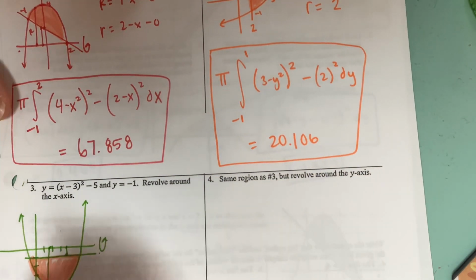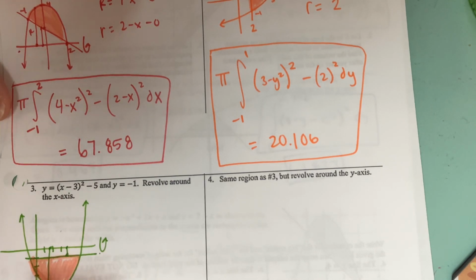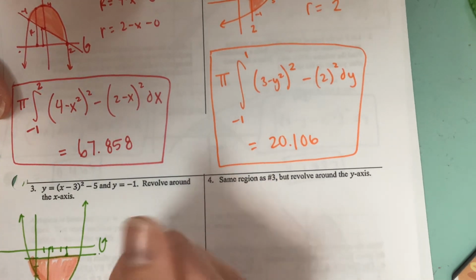And I'm going to have to figure out my bounds. So negative 1 equals x minus 3 squared minus 5, 4, square root, and you get plus or minus 2. So positive 2 plus 3 is 5, and negative 2 plus 3 is 1. So my bounds are going to be 1 and 5.